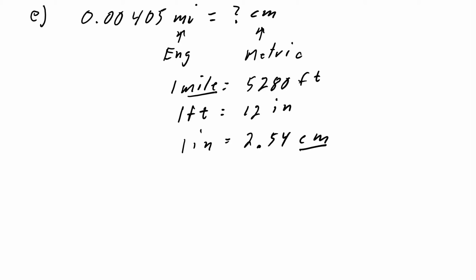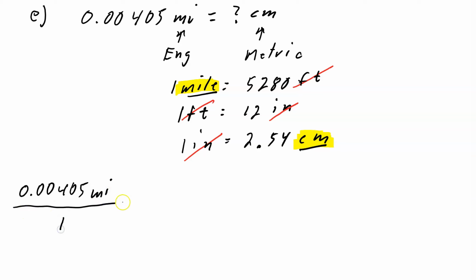So as I set these up, we can see, let me use a different color here. My feet's going to cancel, my inches are going to cancel. So my starting unit of miles is going to give us our desired unit of centimeters. So we have our 3 conversion factors listed. Well, let's start by writing the measurement given, 0.00405 miles. This, of course, is over 1. And my answer is going to be in centimeters.